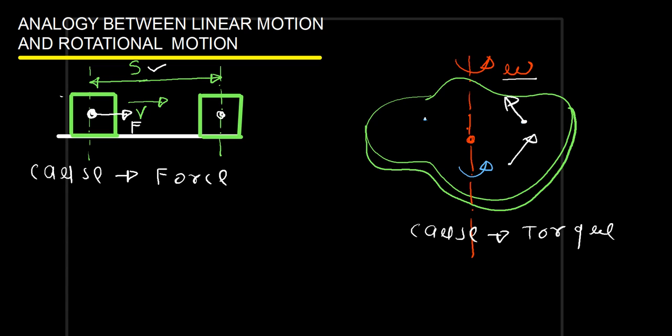Okay. So torque is basically again force into some distance. We have studied all this. So that is again an effect of force. So ultimately the cause behind the rotational motion is also force. But that force is multiplied by some radius, and that gives a torque.